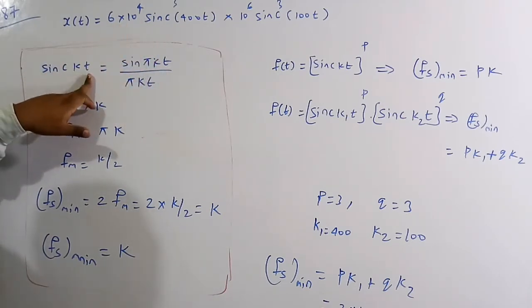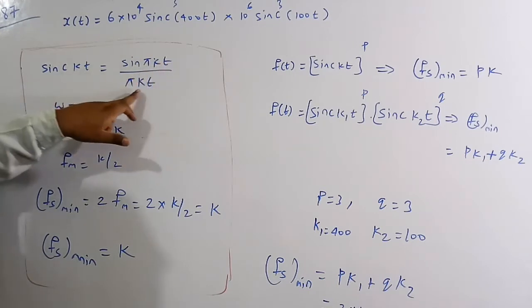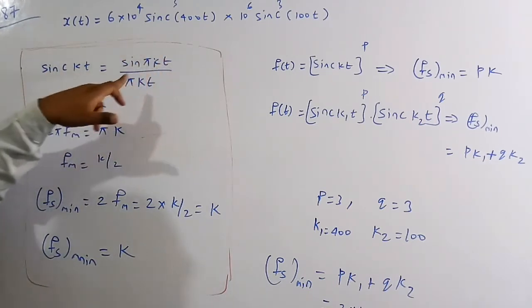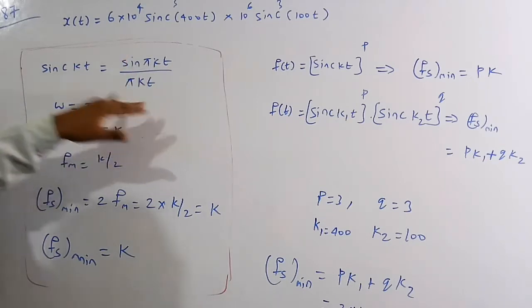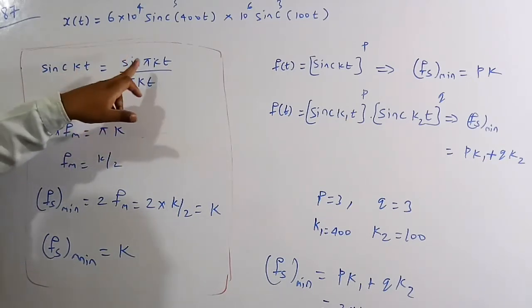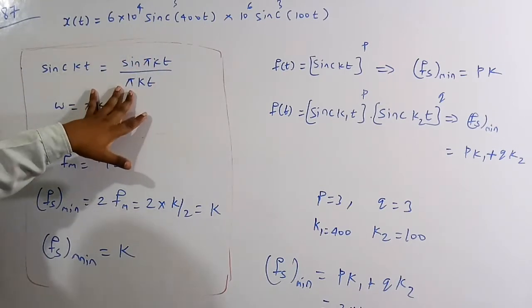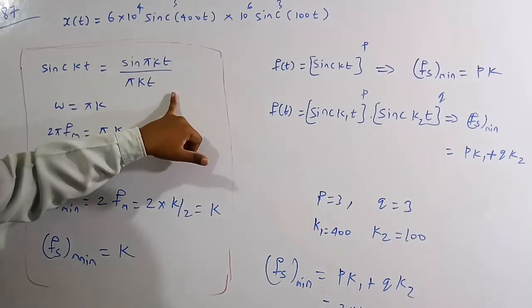This sinc kT is nothing but sin pi kT by pi kT. This is the standard equation. So sinc kT is equal to sin pi kT by pi kT. So this is simply called a sinc kT. Now I want to find what is the frequency of this signal. Suppose let me take this as a signal. I have to figure out the frequency of this signal.